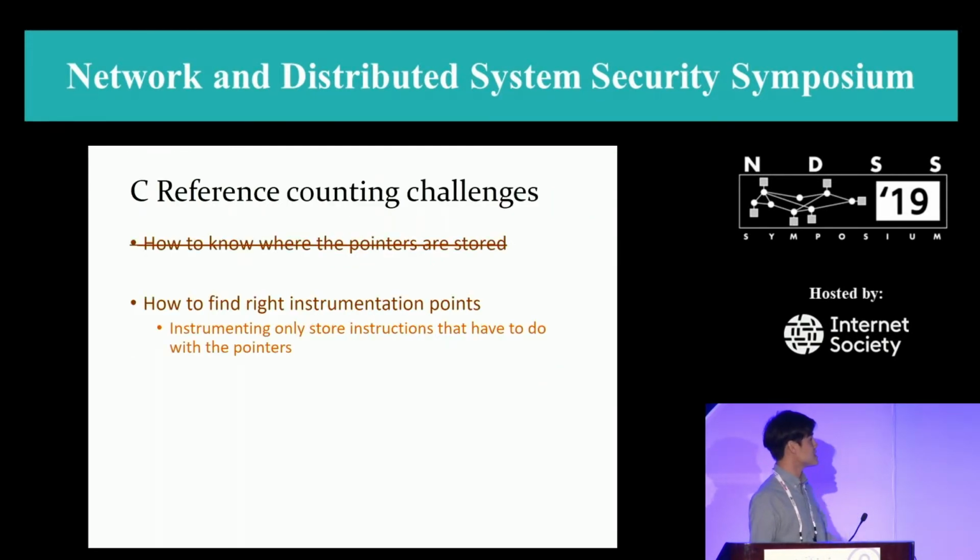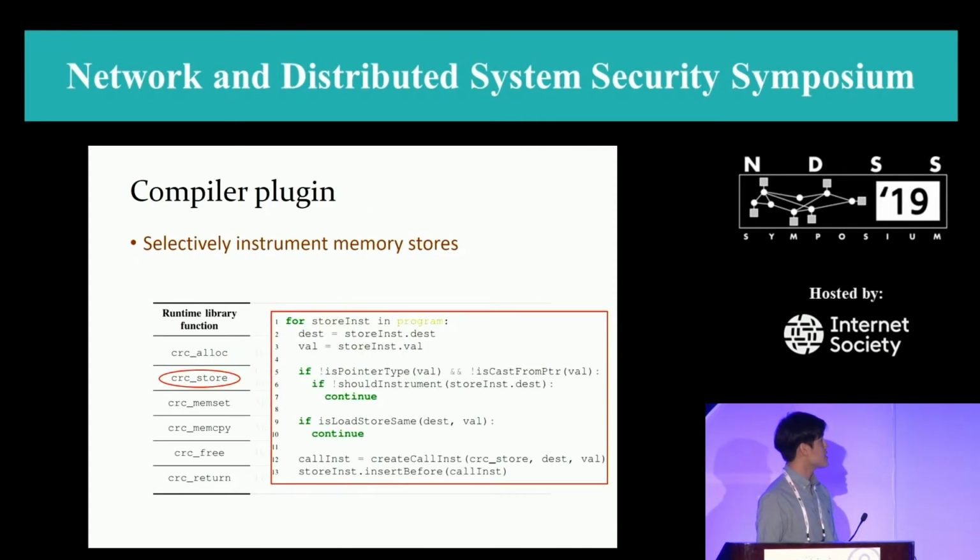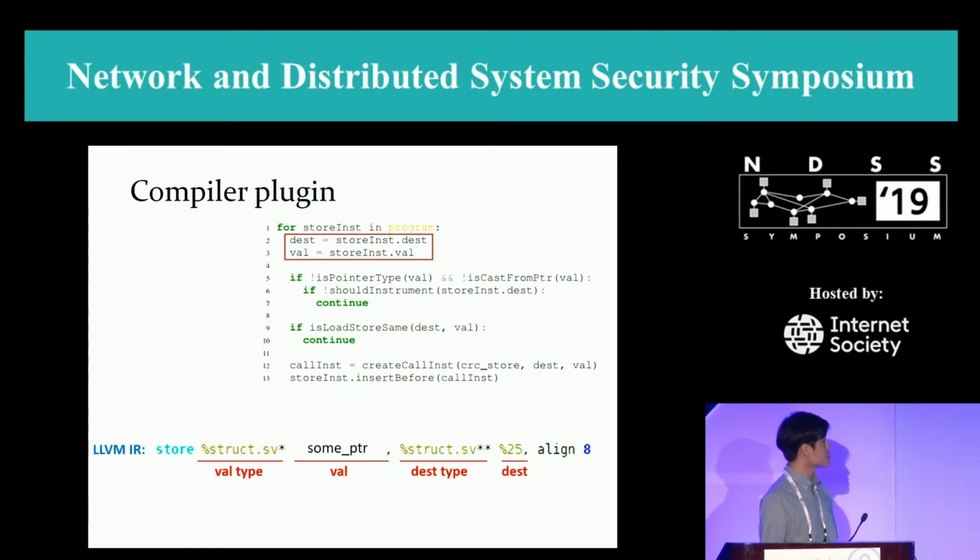So one of the remaining challenges is to find the right instrumentation points, and I'm going to go over this a little bit fast because I don't have much time. For CRC store, we have an algorithm to determine whether we are going to instrument a store instruction or not. Instead of going over all the details here, I'm going to introduce only 2 examples.